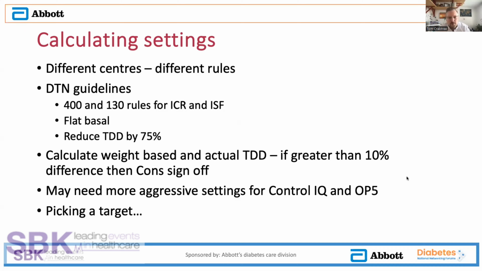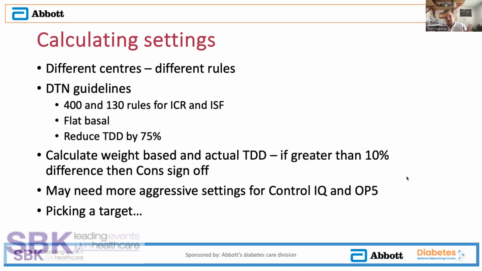One of the things that will be reflected in an upcoming update to the DTN best practice guide, which you might be aware of already, is the need for probably more aggressive insulin carbohydrate ratios and more aggressive insulin sensitivity factors for Control IQ and Omnipod 5. But that will be formalized in the new DTN guidelines.